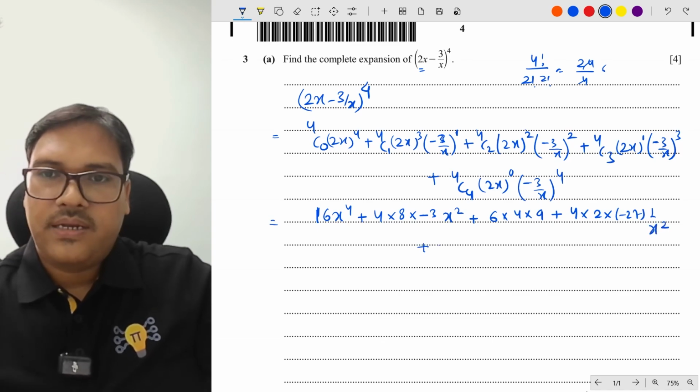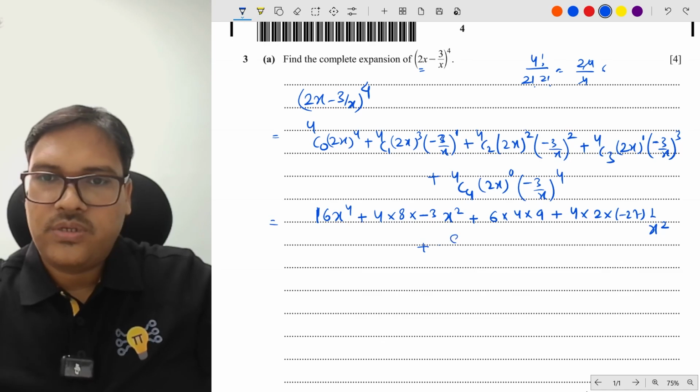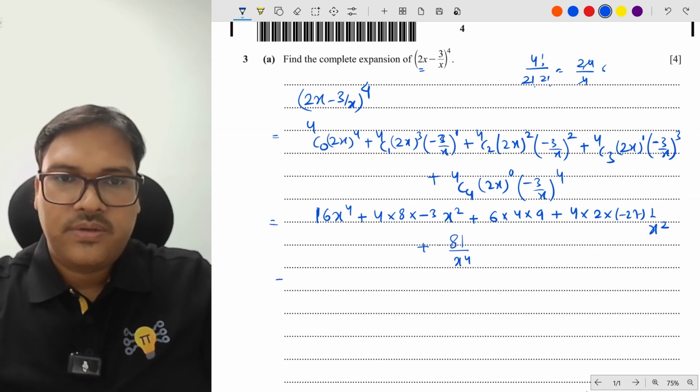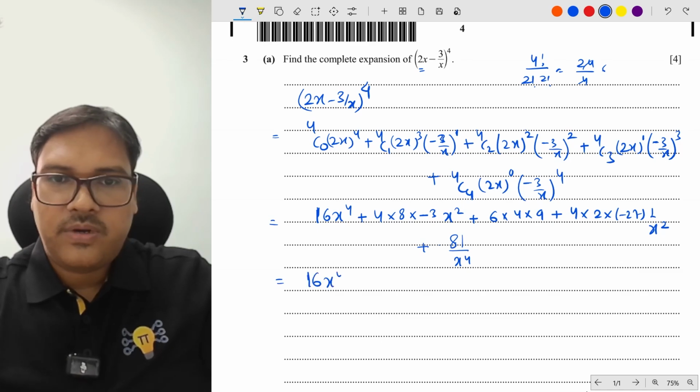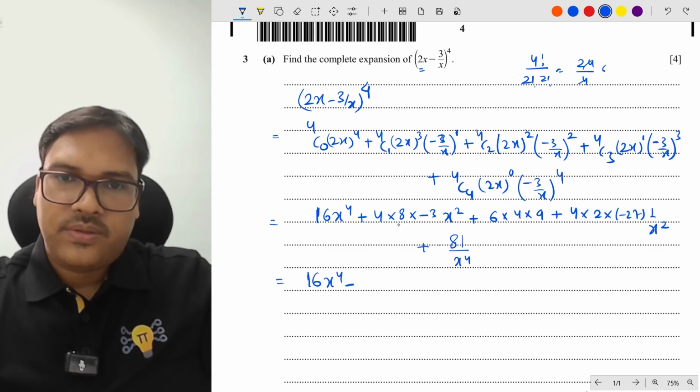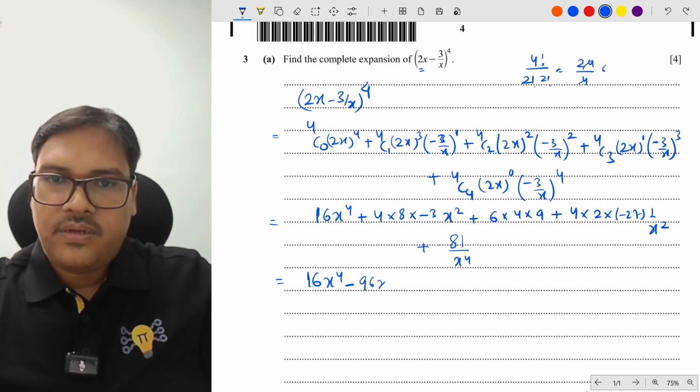4c4 is 1, and this is 1, and this is 3 raised to 4, which is 81 upon x to the power 4. So this will become what? 16 x to the power 4. This is what? 96 x square, negative 96, right?